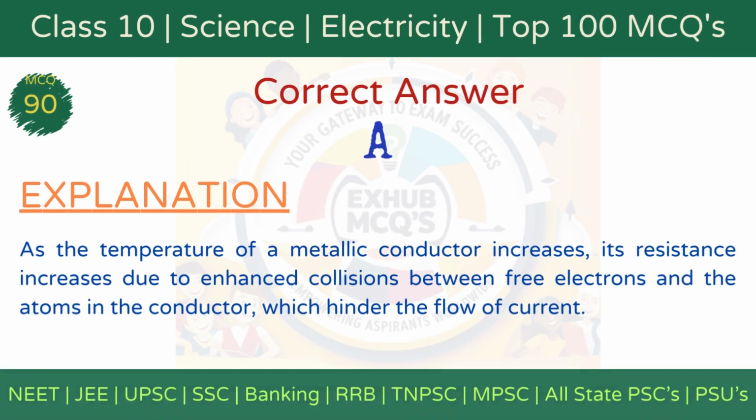The correct answer is option A, increases. Explanation. As the temperature of a metallic conductor increases, its resistance also increases. This is because higher temperatures lead to more frequent collisions between free electrons and atoms, which hinder the flow of current.